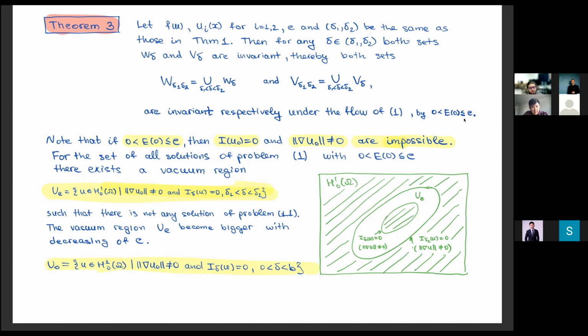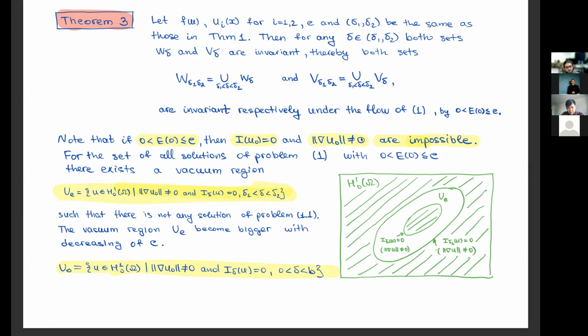Now we'll talk about the vacuum isolating of solutions. Note that if the initial energy lies in this interval, then this Nehari functional is non-zero, so this is impossible. We cannot have this. That's why we have some vacuum region where there is no solution. So for the set of all solutions of problem one with initial energy in this region, there exists some vacuum region U_E. So u is from the space and it's not 0, and it will be 0 in between. So it is a vacuum region.